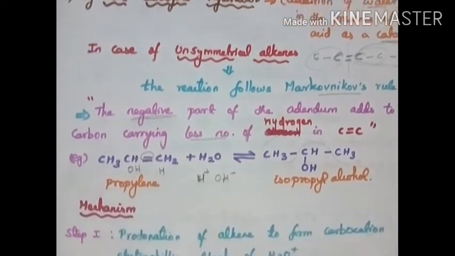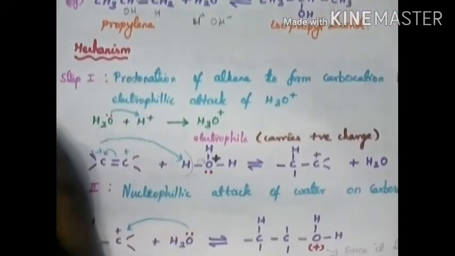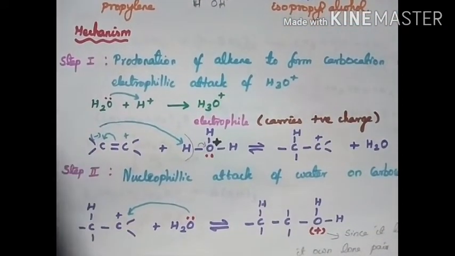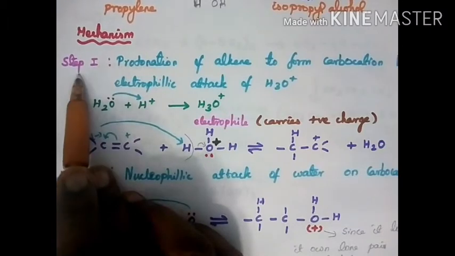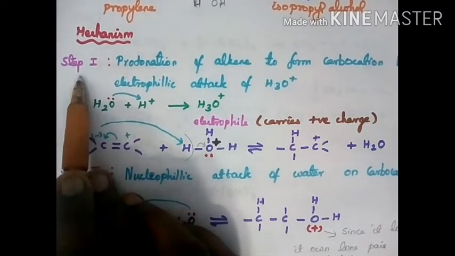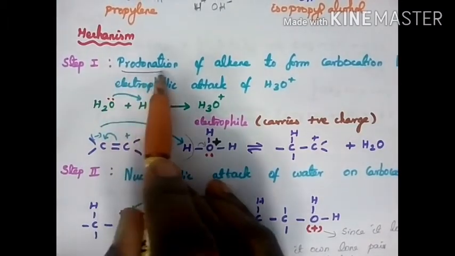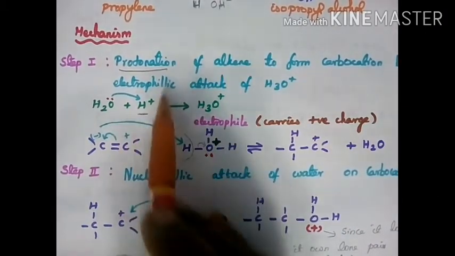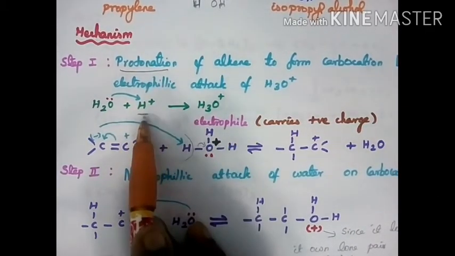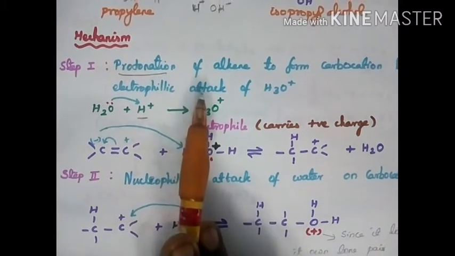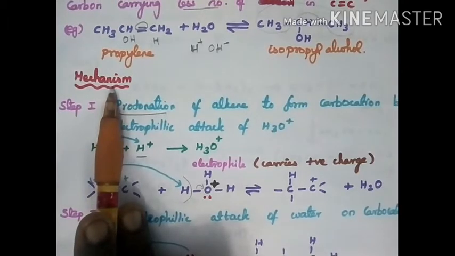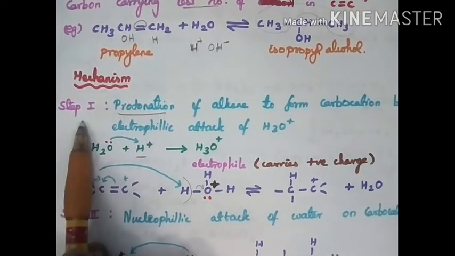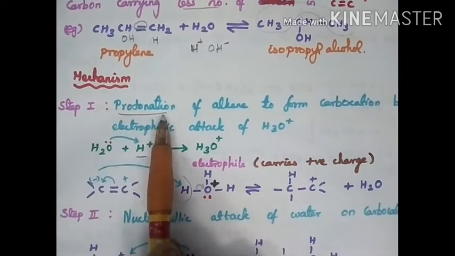Now we are going to see the mechanism for this reaction, how this mechanism takes place. Mechanism, first step. Protonation. What is protonation? Addition of H plus. This is the overall reaction. Now we are going to see the mechanism, how this reaction takes place. First one is step 1: protonation of alkene.